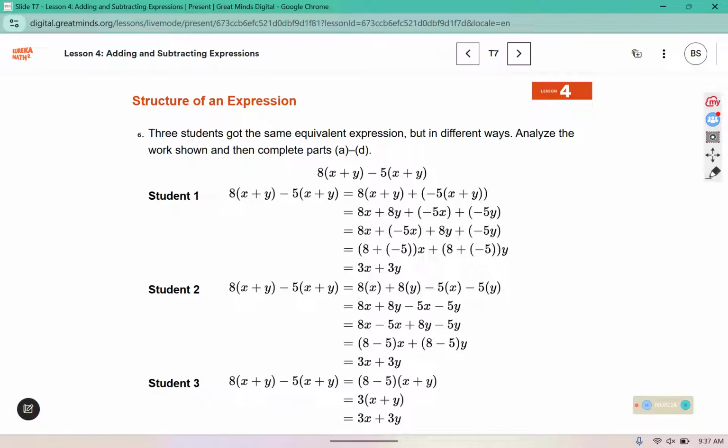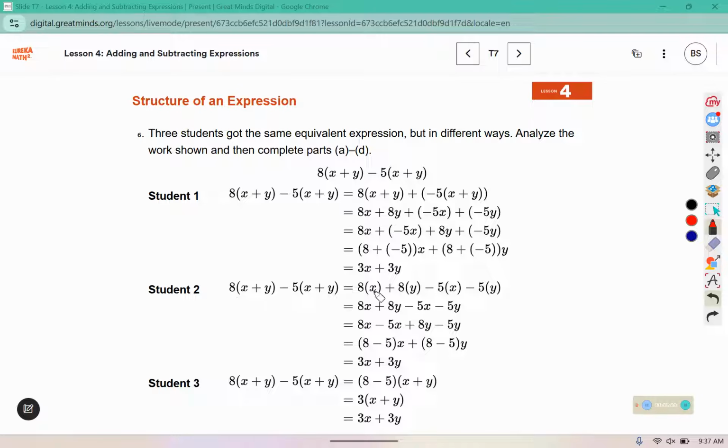Three students got the same equivalent expression, but in different ways. Analyze the work and then complete parts A through D. So here it looks like they distributed the 8, then they distributed the -5, then they combined their like terms, and it ended up with this.